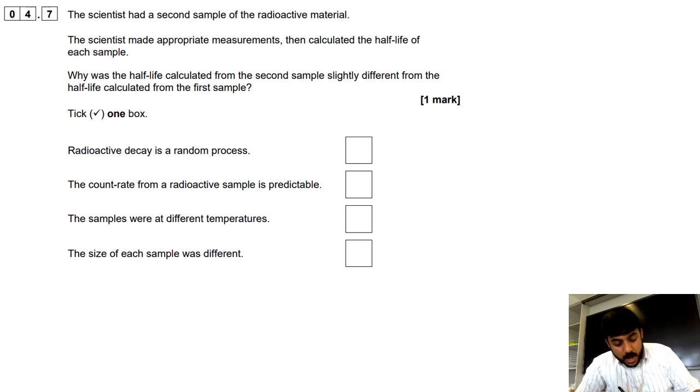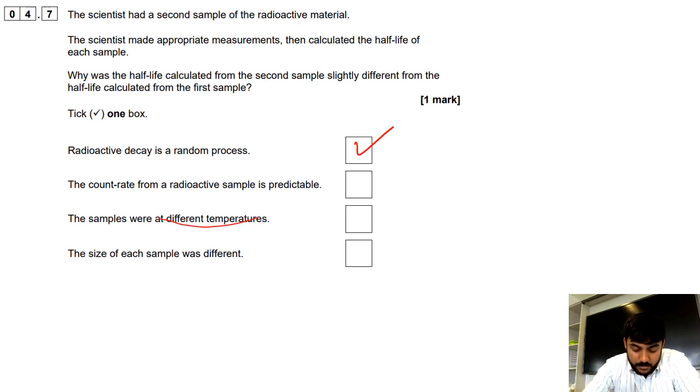The scientists had a second sample of the radioactive material. The scientists made appropriate measurements, then calculated the half-life of each sample. Why was the half-life calculated from the second sample slightly different from the half-life calculated from the first sample? Well, radioactive decay is a random process, so it's not going to be perfect. So that's what we've got.